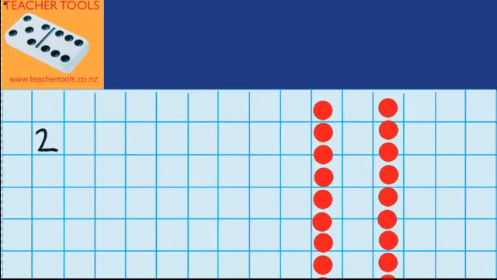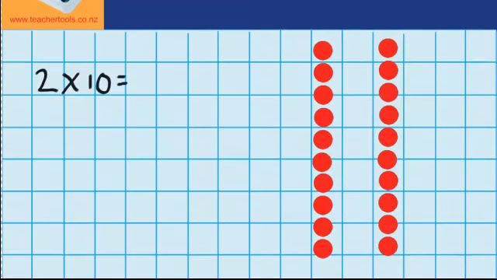I've got two groups, and in each of those groups I've got 10 counters, and I want to work out how many there are in total. Now over here you can see I've got my two groups, and there's 10 counters in each. Start by doubling and halving these numbers here.